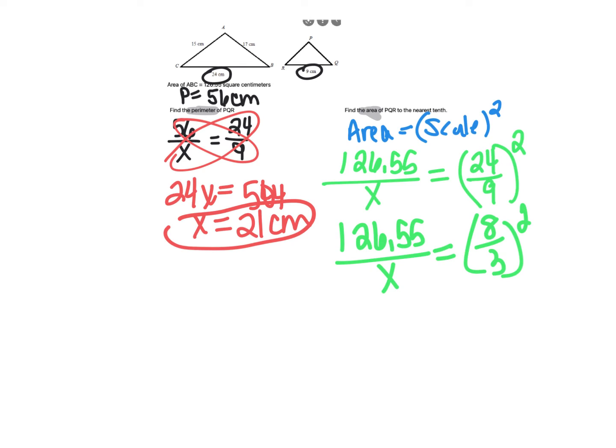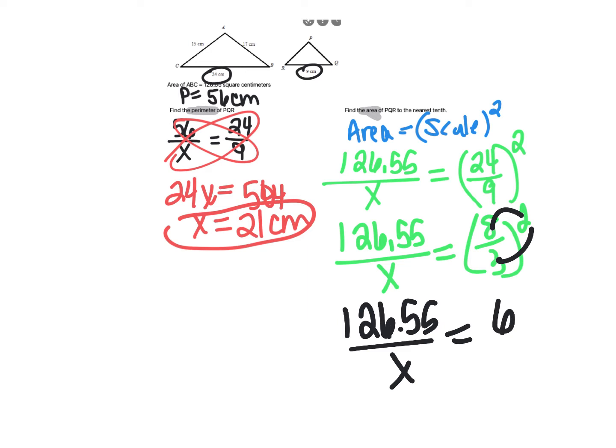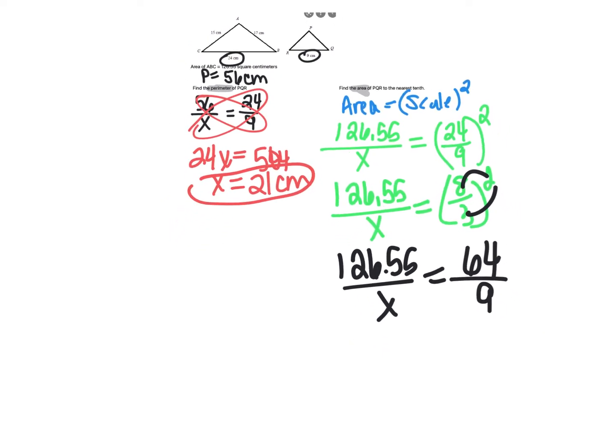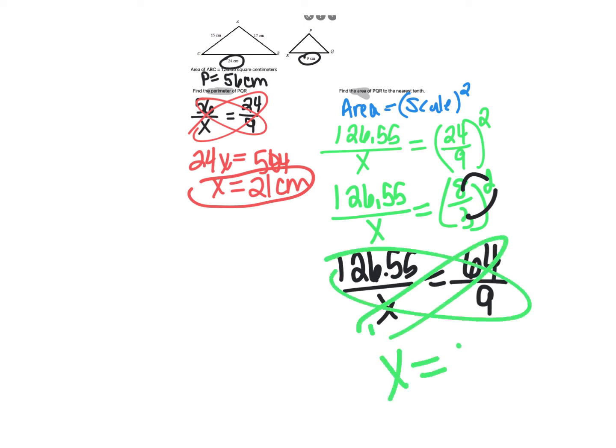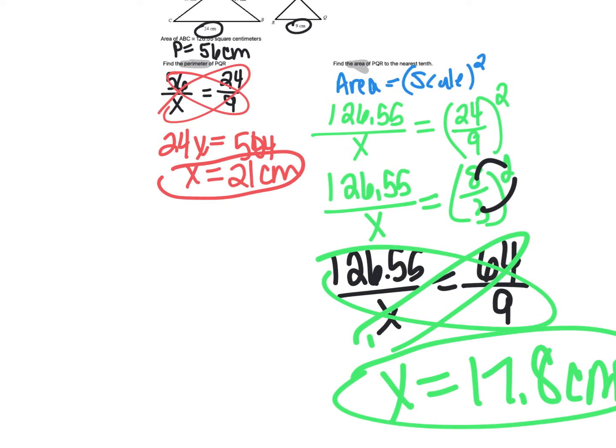Okay, and don't forget, when you square something, let's leave that 126.55 the same. When you square, you have to square both parts. So we're going to have 64 on the top because 8 squared is 64, and 9 on the bottom because 3 squared is 9. And when we do our cross multiplying, we end up that our area is 17.8 centimeters squared. So the key with our area is to remember we need to square that scale factor.